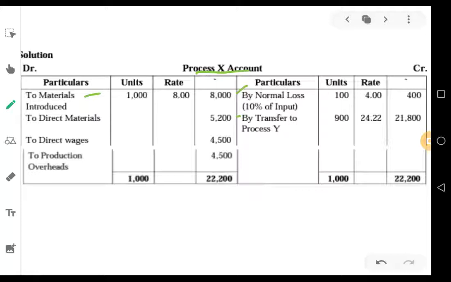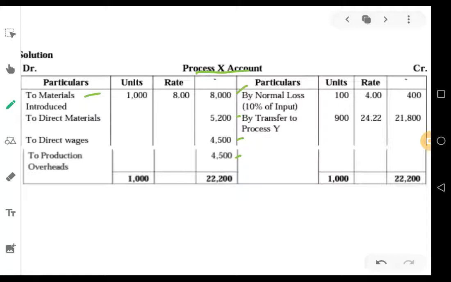Then direct wages for process X should also be given in the question. And production overheads will also be available for us in the question. Once you enter all these expenditures on the debit side of the process X account, go to the credit side. The first item on the credit side should be normal loss.